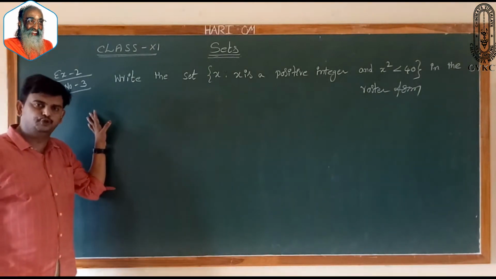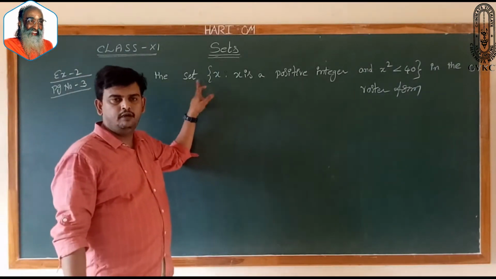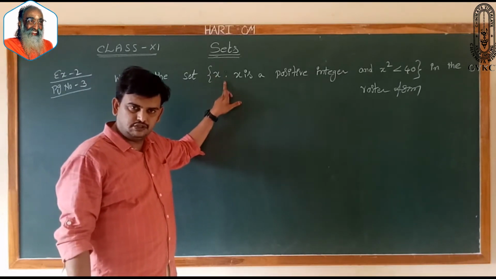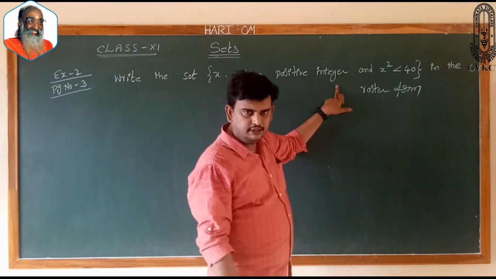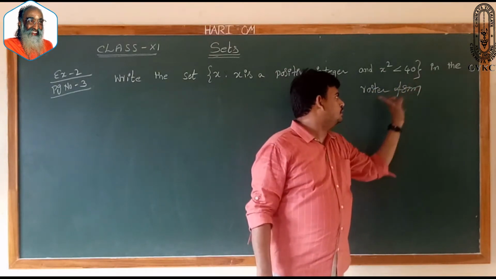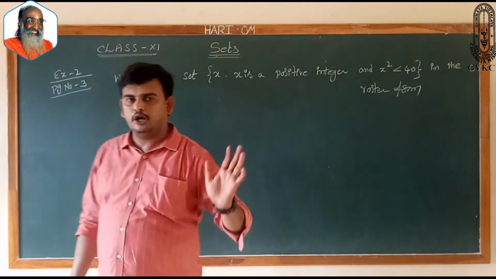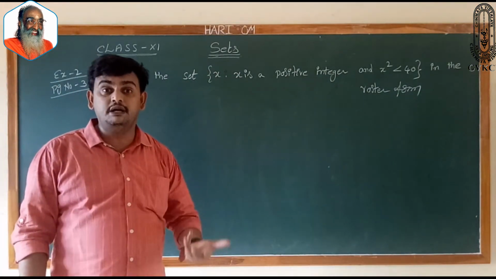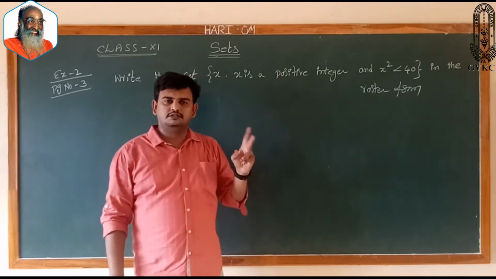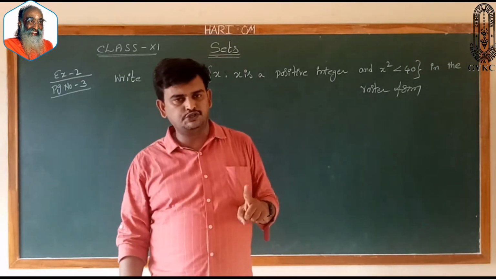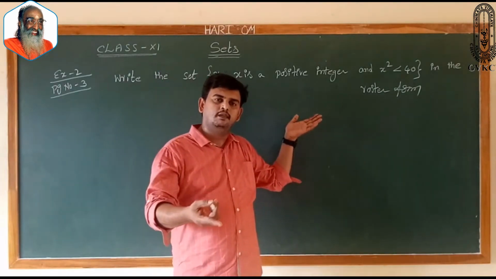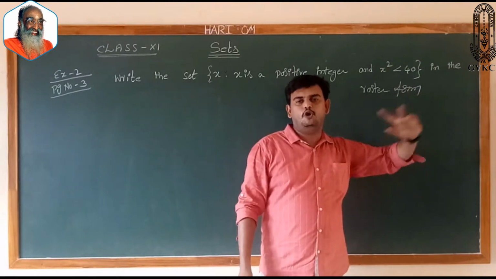Now example number 2. Write the set {x such that x is a positive integer and x square less than 14} in roster form. We have to read it as "such that". Here the question is in which form? We have set builder form. Here they have given a condition, there is a rule. Sets can be represented in two ways: one is roster form, another one is set builder form. Here they have given the question in set builder form. That set builder form can be converted into roster form.